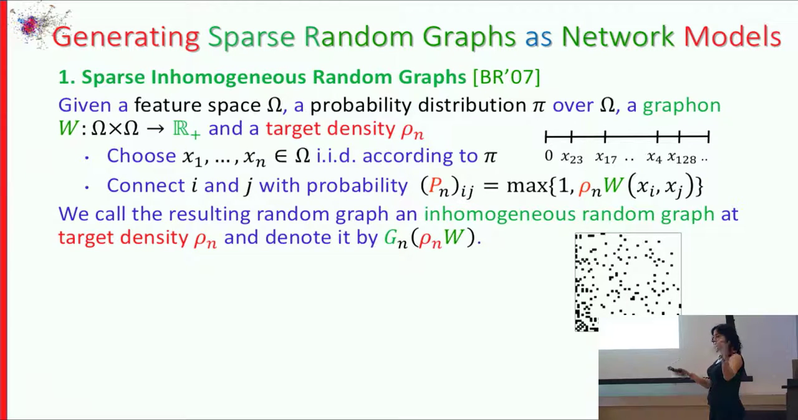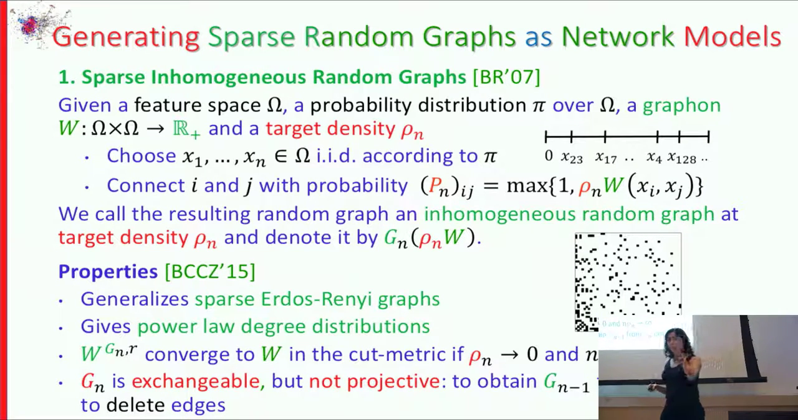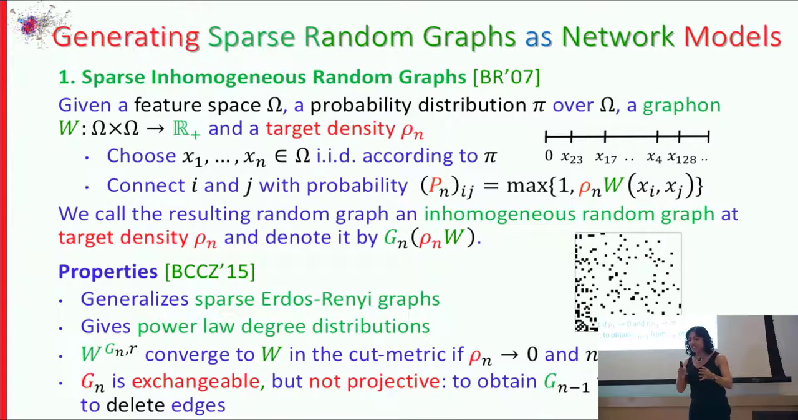So I want the probability that X_i is connected to X_j to never be bigger than one, which it could be in this case if the density were really low. And I call the resulting graph an inhomogeneous random graph at this target density. And this is what these kinds of things look like. They have really nice properties. They generalize the sparse Erdős–Rényi graphs, they give power laws, they give nice convergence, they're exchangeable, but they're not projective. Because as I multiply by these densities, what may happen is that I have to delete an edge getting from this one to that one. Now, sometimes that's actually what you want. Sometimes your data edges are getting deleted, but sometimes they're not getting deleted.